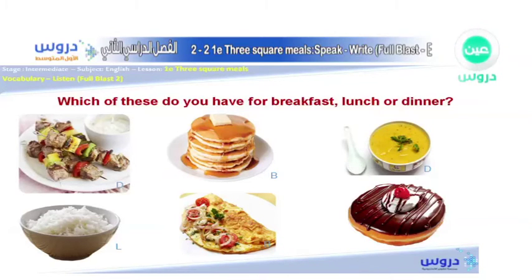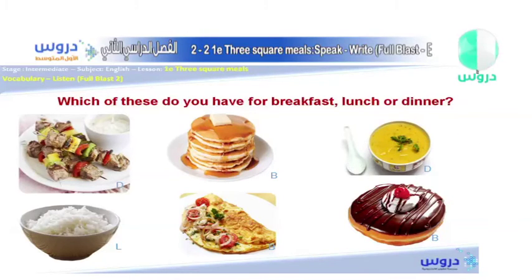And finally, what about donuts? When do we have donuts? As you can see them here. Also, that's right, we have them for breakfast too. Breakfast, which is B.